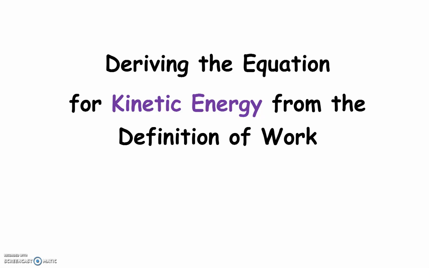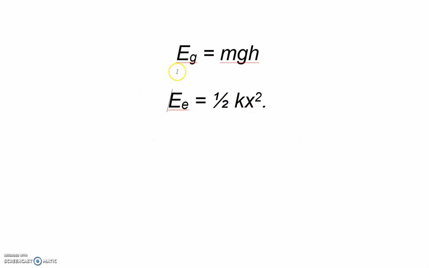Deriving the equation for kinetic energy from the definition of work. There's an equation that relates the energy an object has due to its height. Its gravitational potential energy is related to the height in this way. Likewise, there's an equation that relates the elastic potential energy in an elastic material, in an ideal spring specifically, to the stretch of the spring.